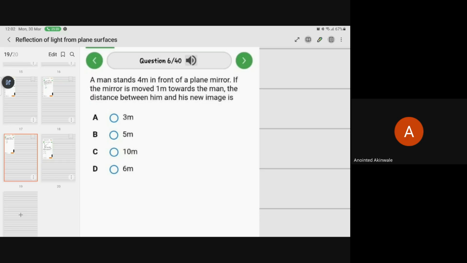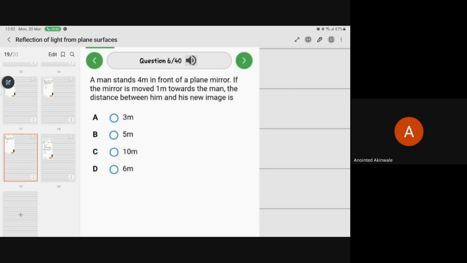Therefore, if we calculate the total distance between the man and the image, it will be 3 meters plus 3 meters, which is 6 meters. Good. Makes sense. I like that.